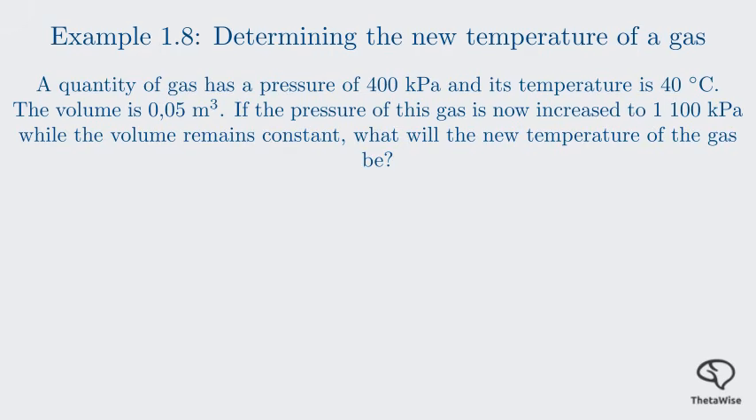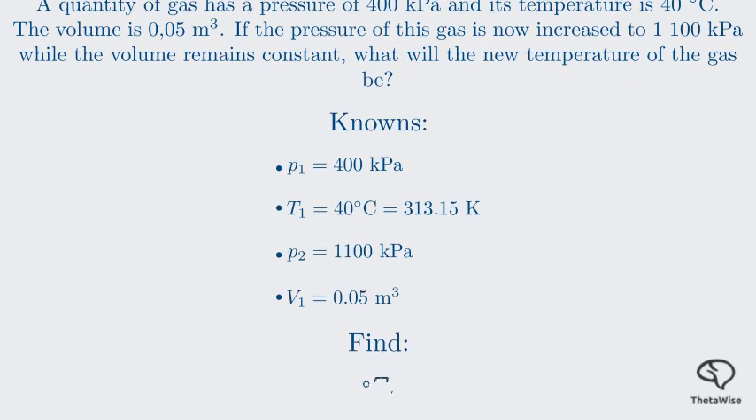Let's list the given values. The initial pressure, P1, is 400 kilopascals, and the initial temperature, T1, is 40 degrees Celsius, which is 313.15 Kelvin. The final pressure, P2, is 1100 kilopascals. The initial volume, V1, is 0.05 cubic meters. We need to find the final temperature, T2.